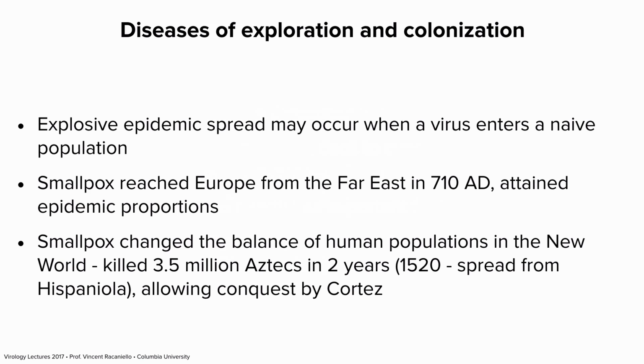Smallpox reached Europe from the Far East. So remember, it emerged possibly in a gerbil in the Far East in 710, then reached Europe because travel there was easy to do. There's no ocean in between, and it caused lots of damage in Europe. And then, of course, it was brought to the New World, where in 1520, it spread from Hispaniola and killed 3.5 million Aztecs in 2 years.